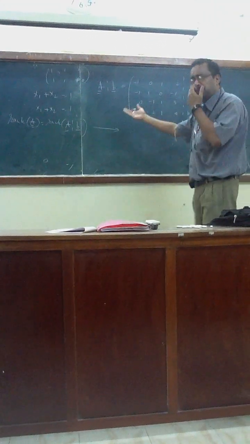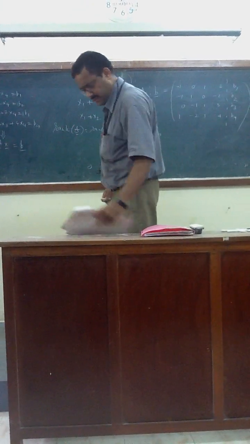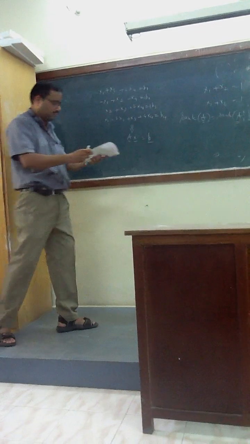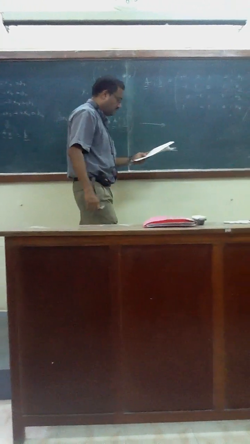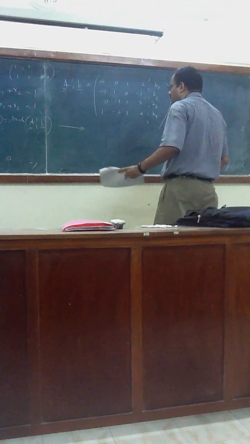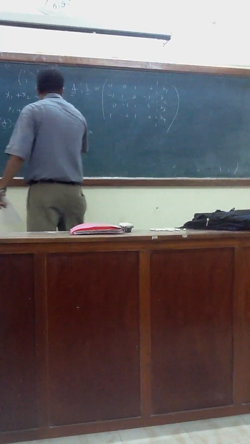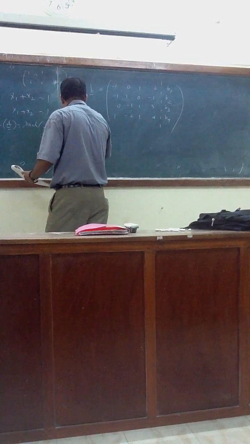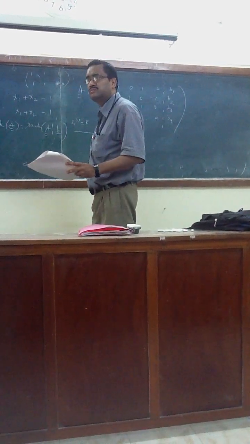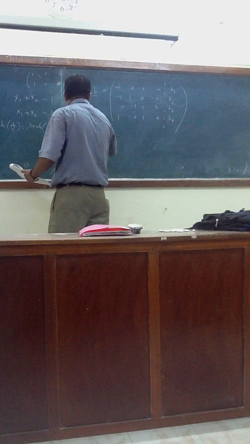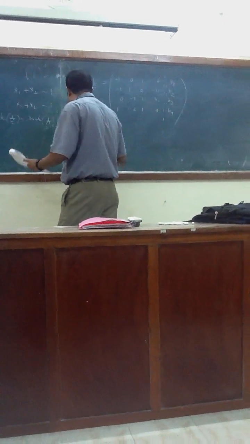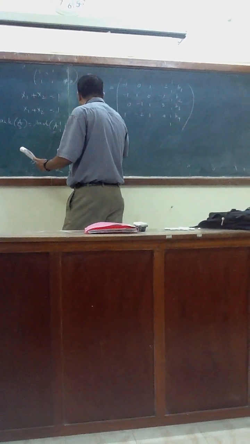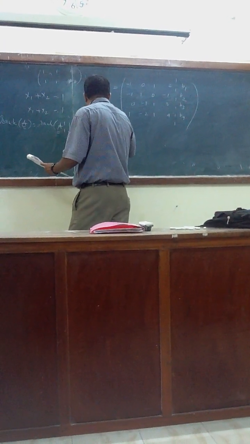Okay. Operation, please tell me. You already have it. What's the operation here? Operation R21 equals R2 minus R1, then R41 equals R4 plus R1.